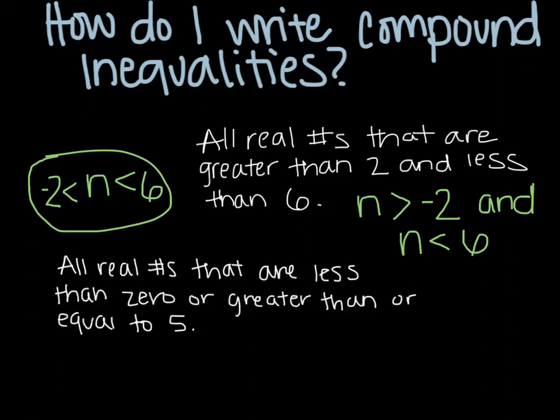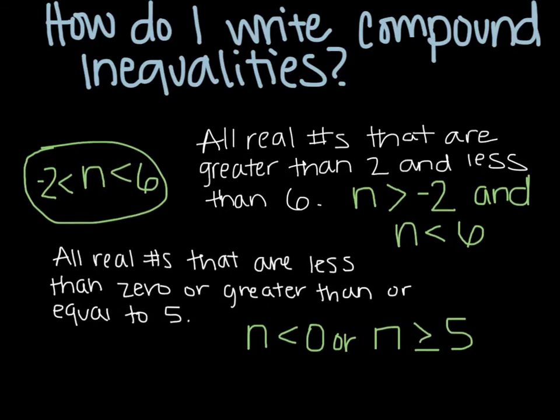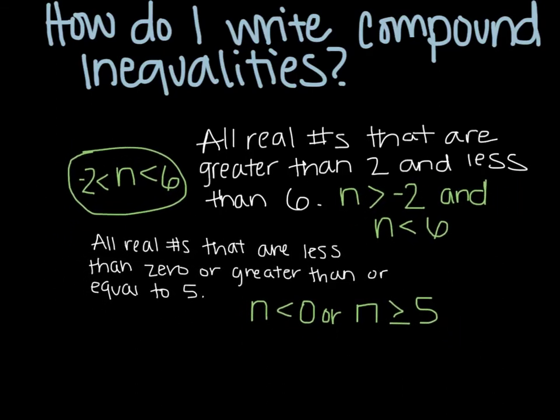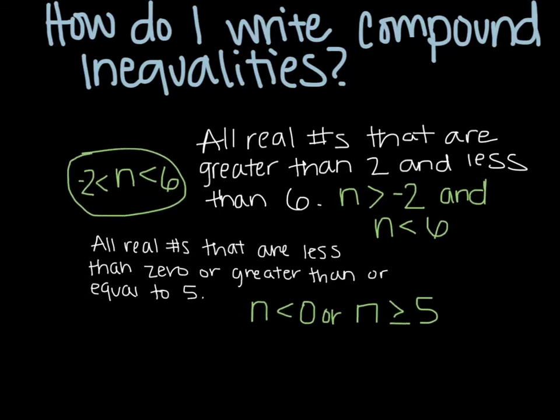Next one, all real numbers that are less than 0 or greater than or equal to 5. So some numbers are less than 0, or that number, whatever it is, is greater than or equal to 5. And how we're going to write this is slightly different because of the word or, and it can't fit both of them.